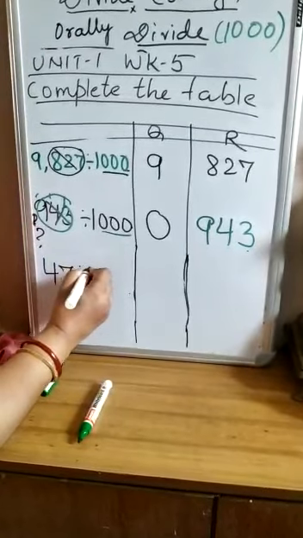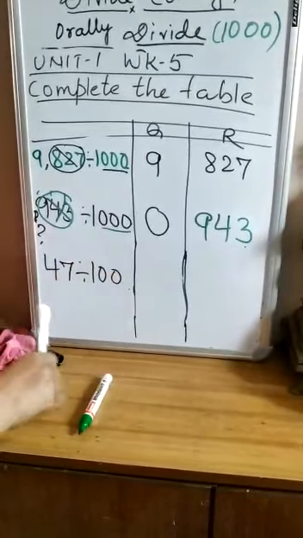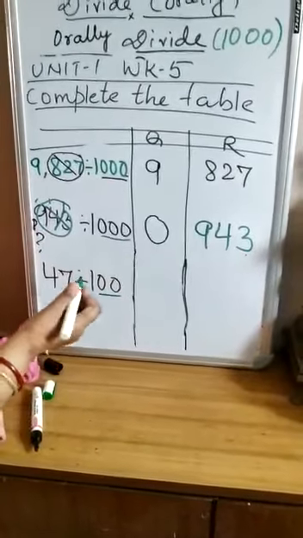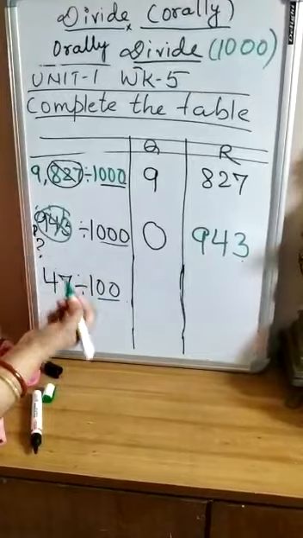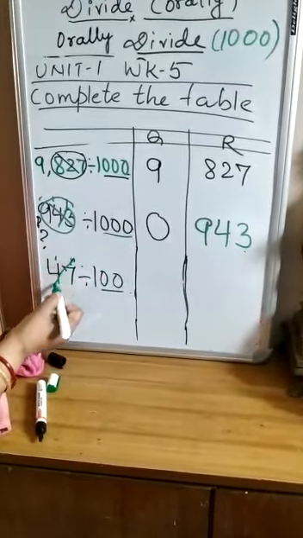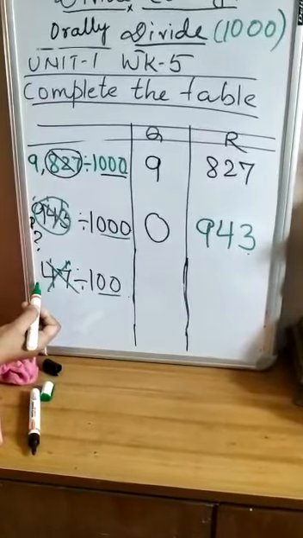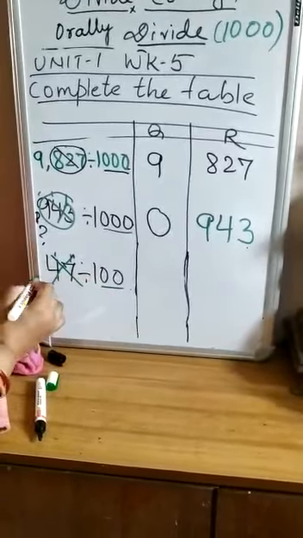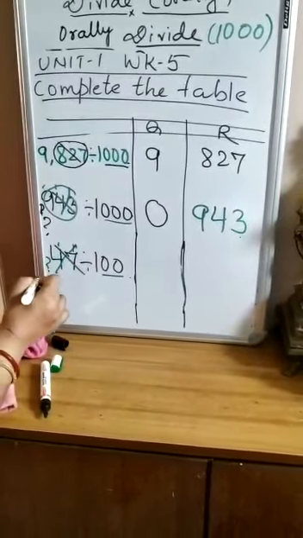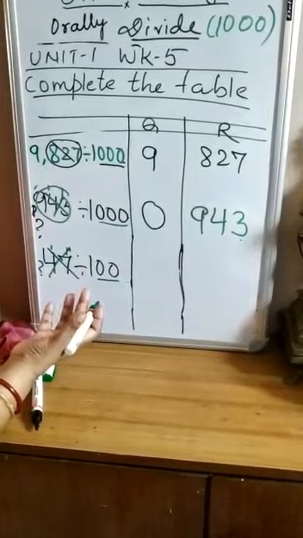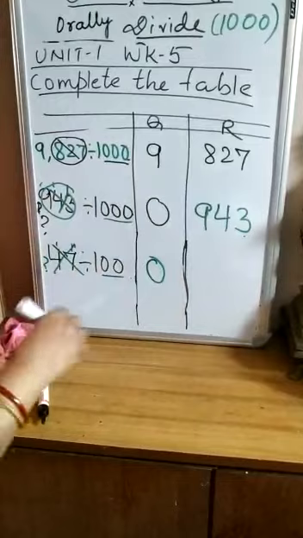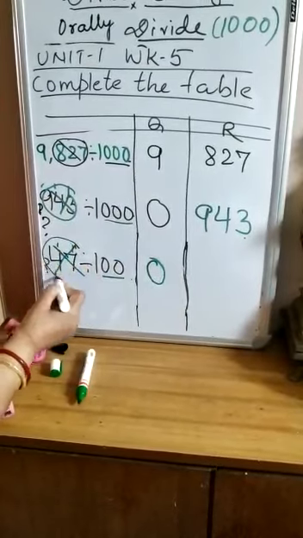47 divided by 100. Here children, in 100, how many zeros are there? 2 zeros. So how many digits will I remove from the right side of the number? 2 digits, 1 and 2. So I am going to remove them. How many digits are left? Nothing is there. So when nothing remains, the quotient is 0. And the removed digits, that is 47, is the remainder.